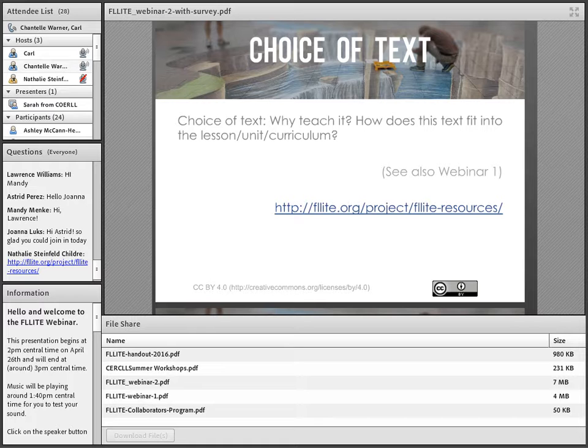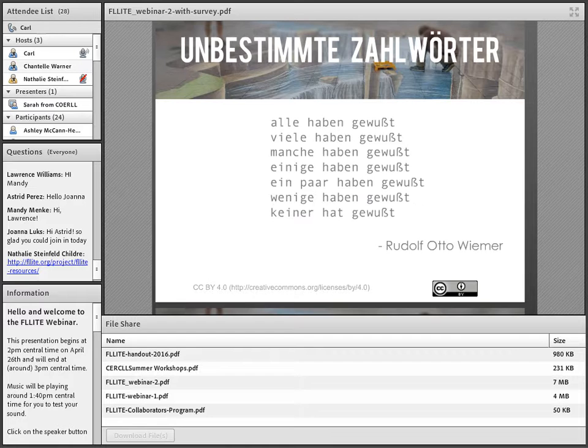Let's look now at an example, which we're going to work with for most of the rest of the webinar. It's a relatively simple text with the title Unbestimmte Zahlwörter, or Indefinite Pronouns. And I'm going to read it once through in German, and then I'm going to share the translation. I can see that a few of you teach German, but I know many of you don't, so don't worry, the translation is coming soon.